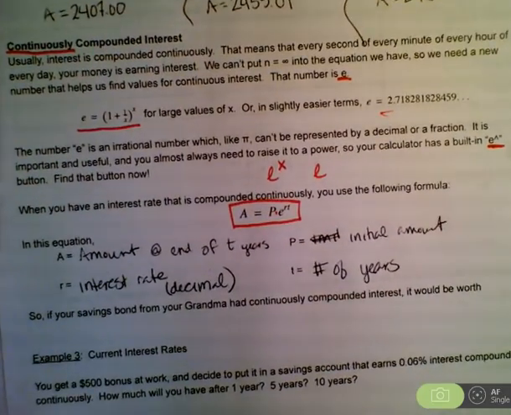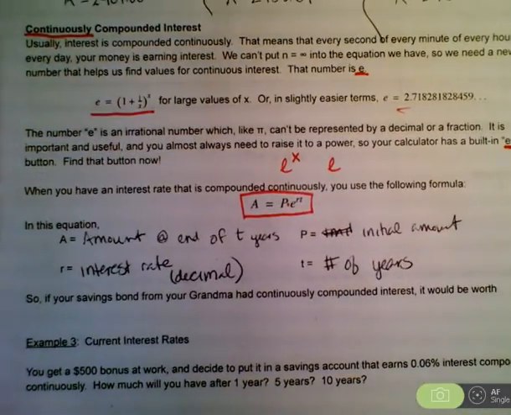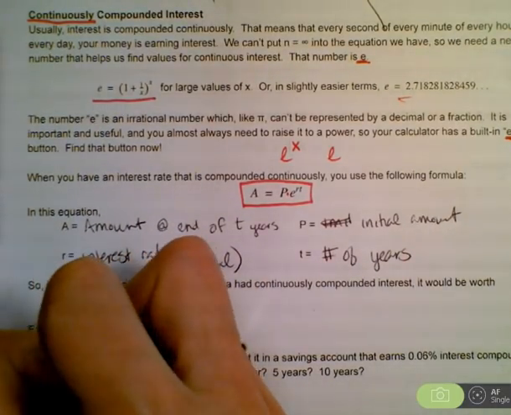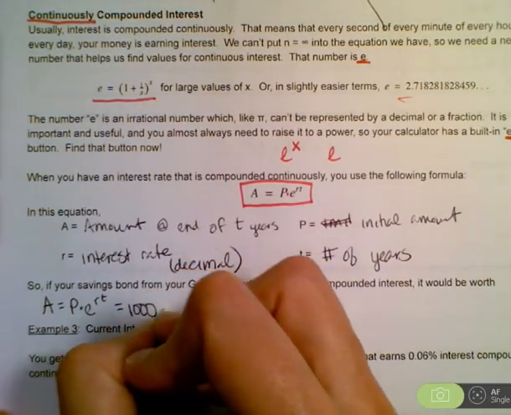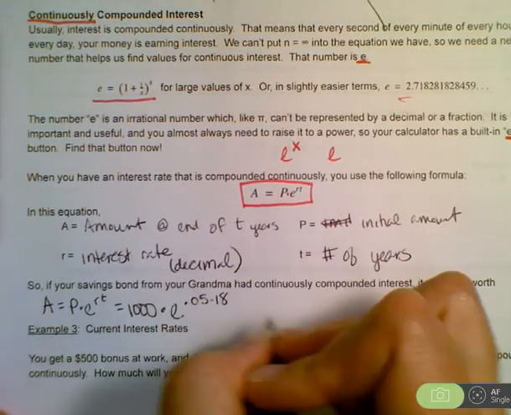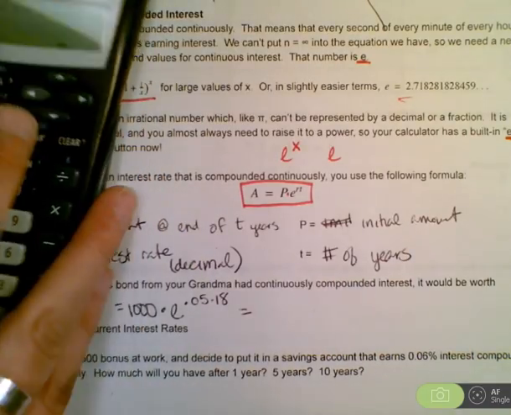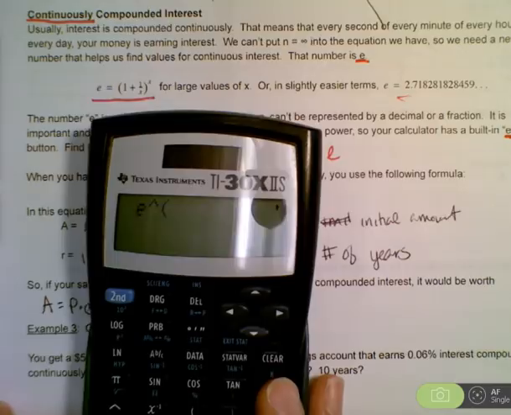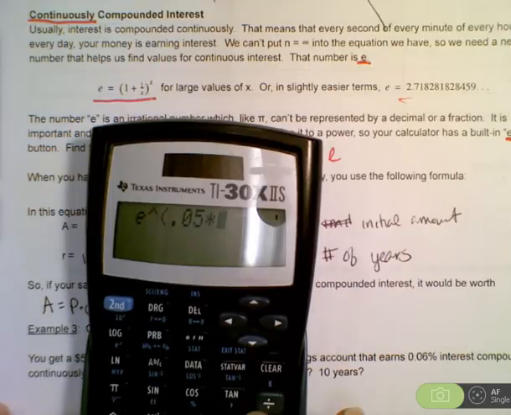So if we look at that same example with your savings account from your grandmother, if you were continuously compounding, your formula would be A equals P times e to the RT. So it would be the initial amount, and that one was 1,000, times e to the 0.05 times 18, because it was 18 years. So we'd plug that in. I like to do the e to the RT part first. So I'm going to do e to the, let's see if I can get it so you can see it. It's hard sometimes with the lights in the classroom. This might not work. E to the 0.05 times 18.